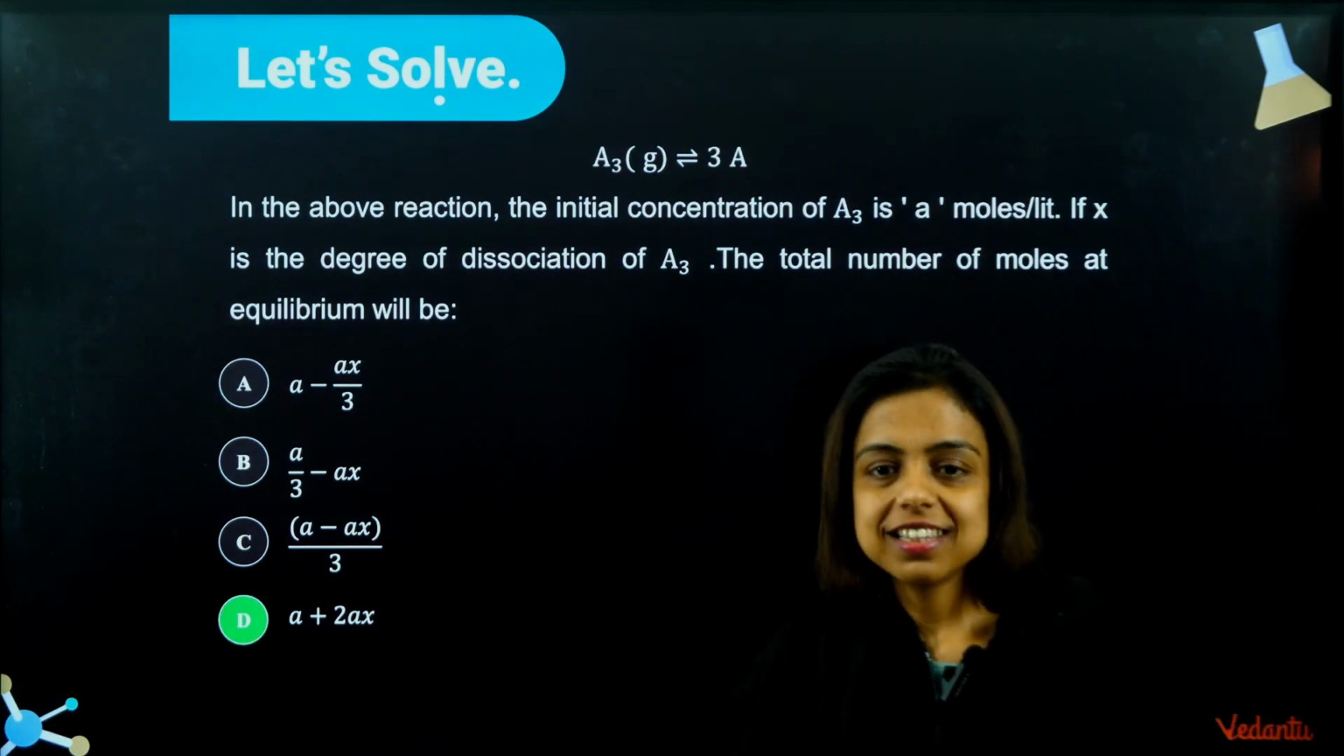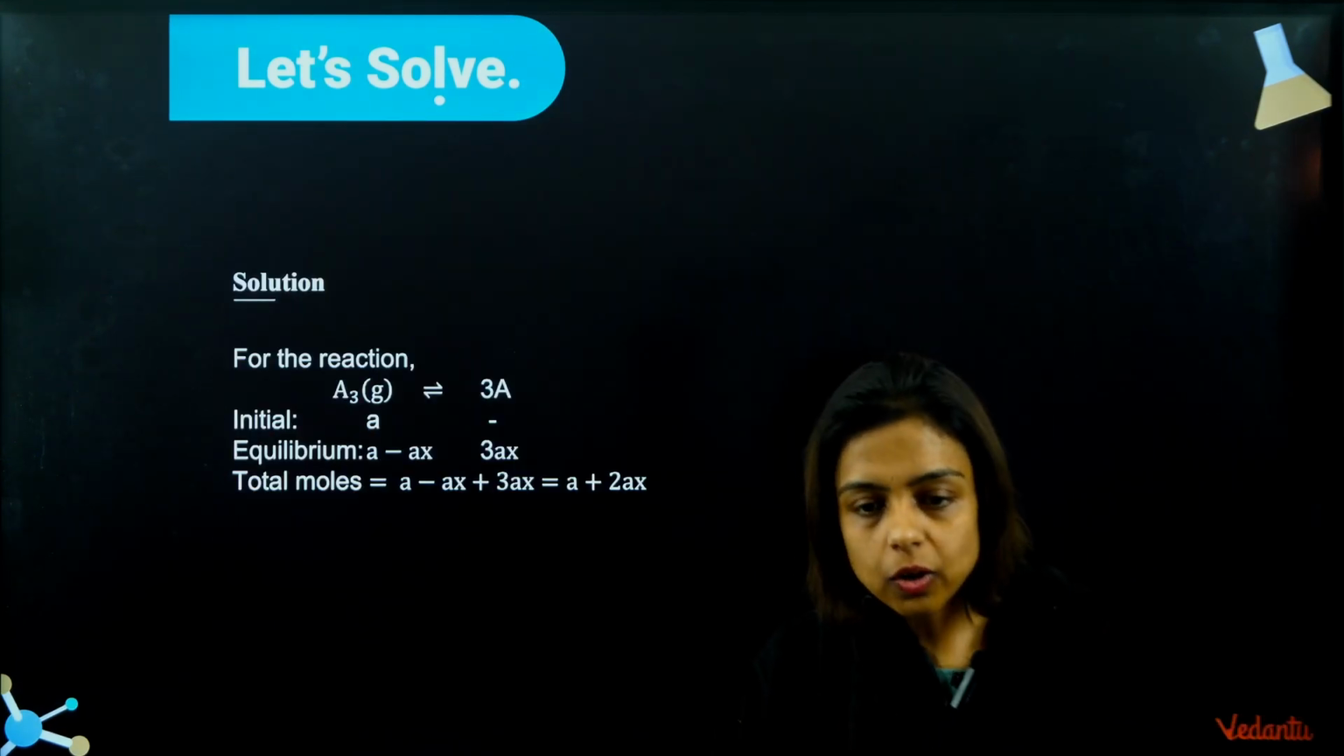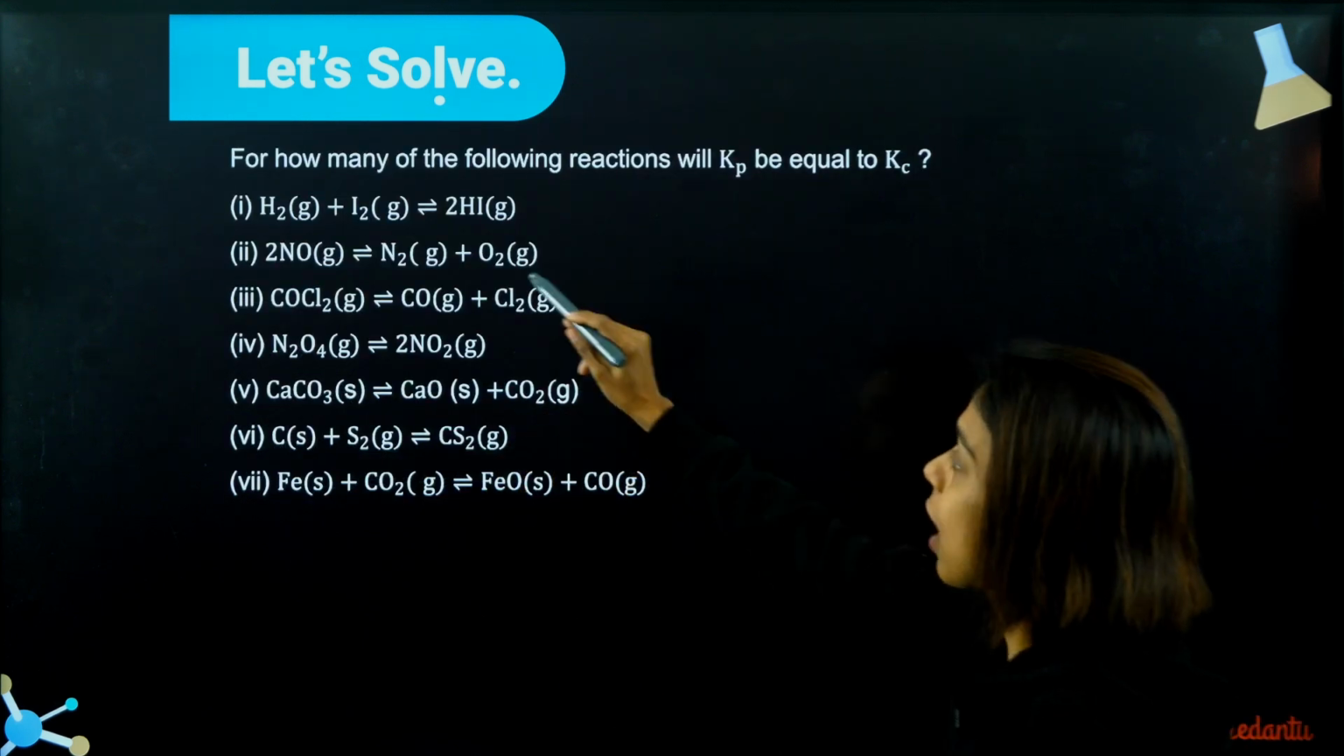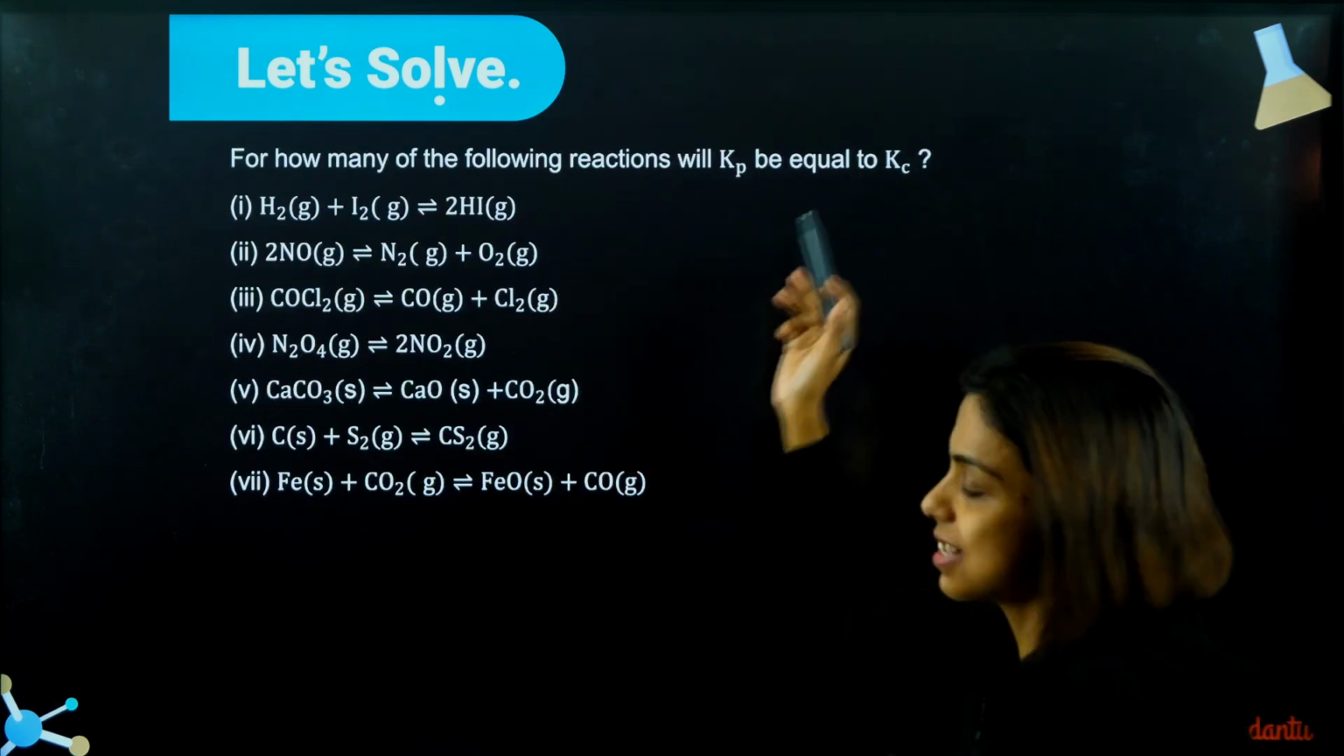So the answer is D, donkey. Okay, let us move on to the next question. Now we have this question, beautiful question. For how many of the following reactions Kp and Kc are equal?